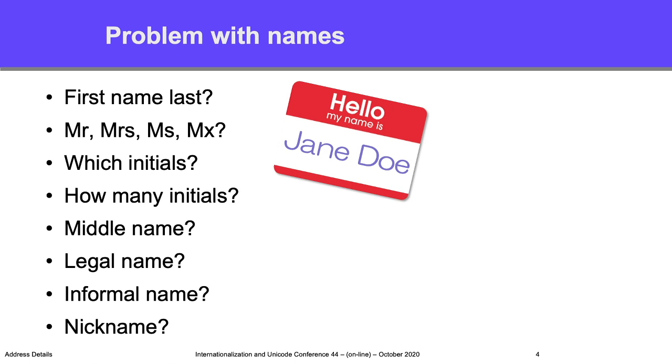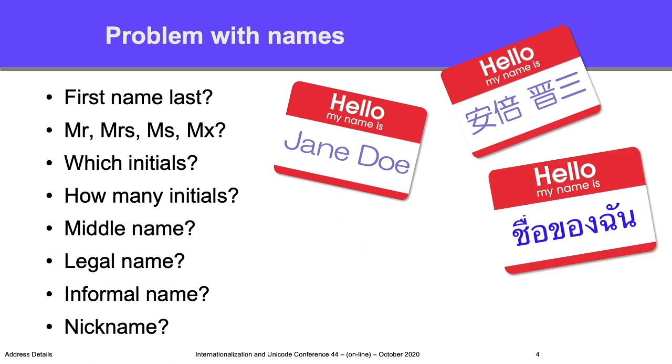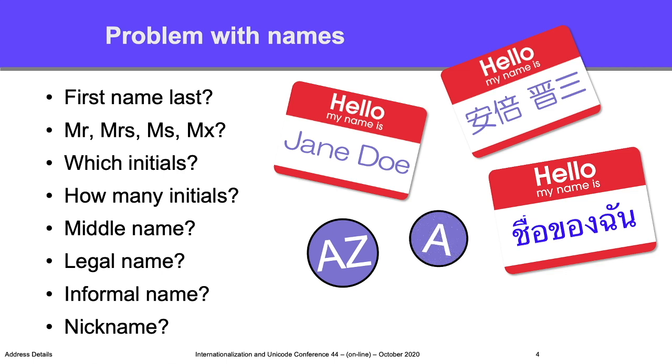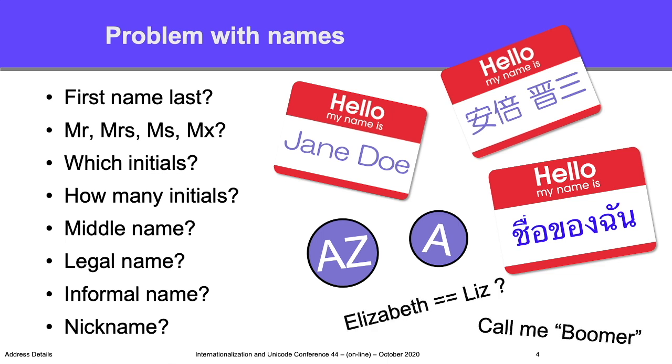But there's a number of issues with names. They can be presented all kinds of different ways. Which name comes first? First name, last name? How do you present it to Mr., Mrs., Ms., or nothing at all? Which initials to use? How many initials? Is there a middle name, or should it just be a middle initial? Are legal names supposed to be represented a certain way? And then there's informal names and nicknames. How should those be handled?